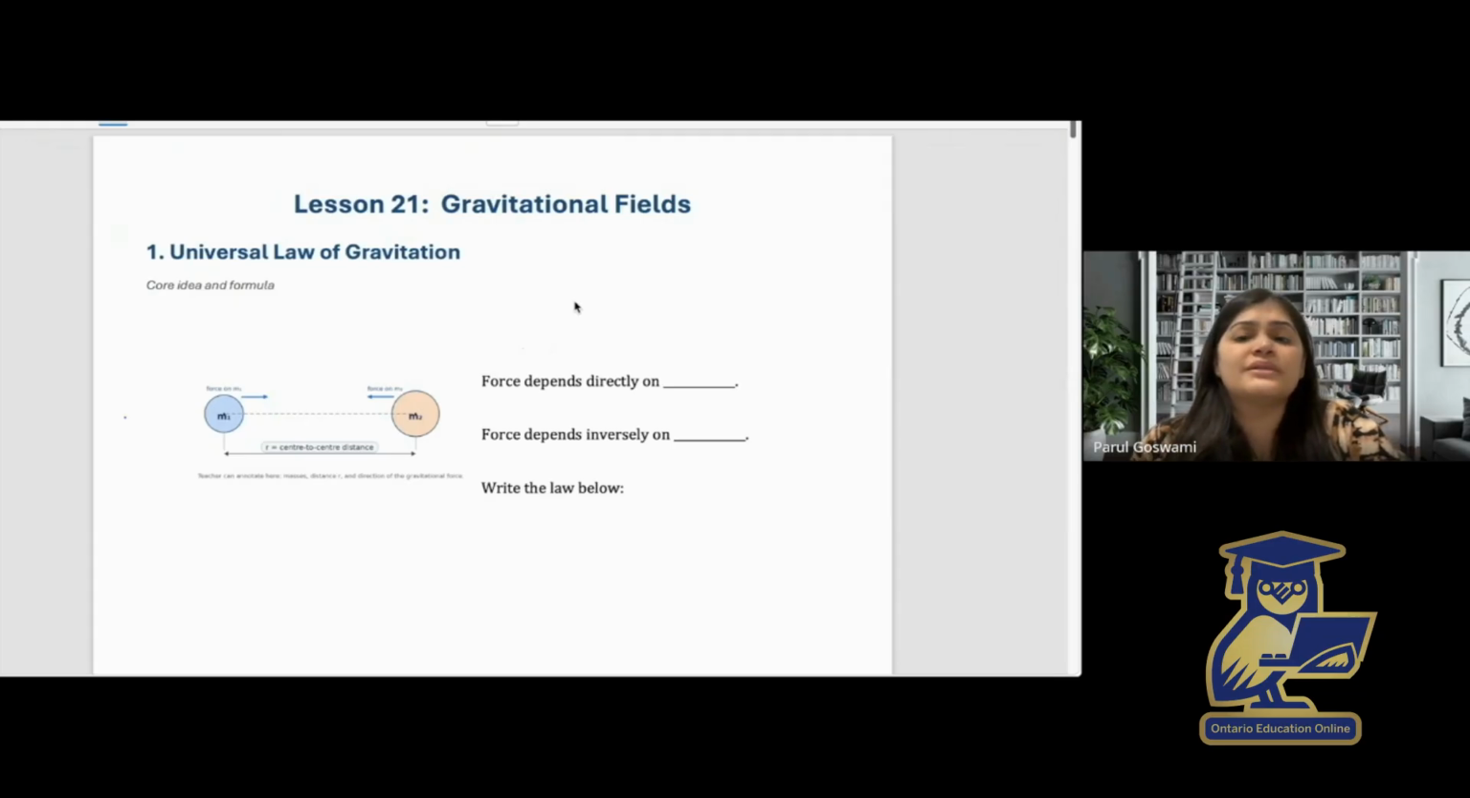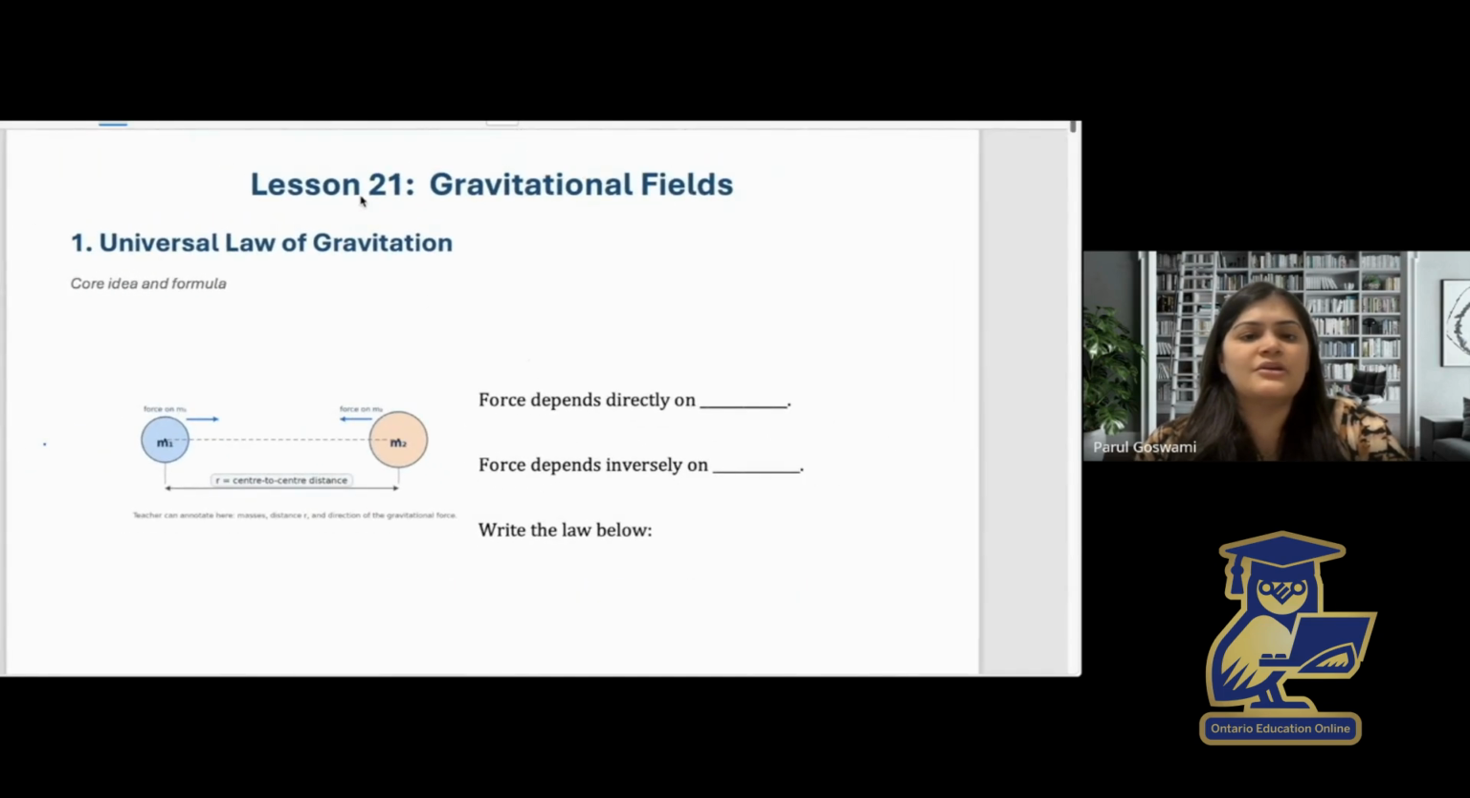Now, let's write the law in words. The gravitational force between two objects is directly proportional to the product of their masses and inversely proportional to the square of the distance between their centers. So this force depends directly on the product of the masses. Let's say object 1 has mass m1 and object 2 has mass m2, so it would be the product of their masses, and the force depends inversely on the distance between the centers.